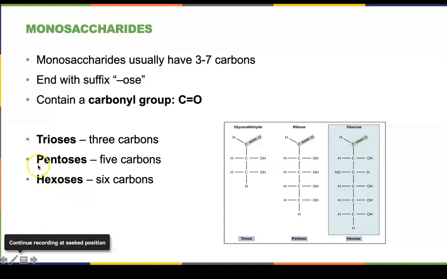Now, each of these are general categories, and within them there are a variety of different monosaccharides, depending on how the carbons, oxygens, and hydrogens are arranged. So we'll see that there are multiple kinds of pentoses and multiple kinds of hexoses, for example.